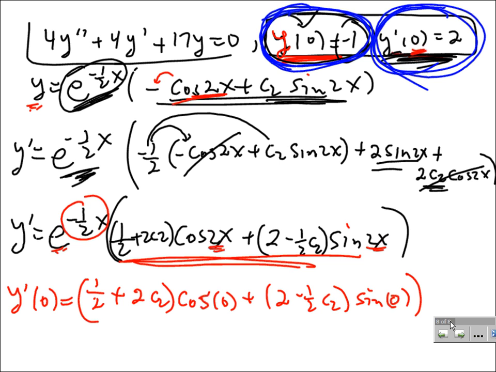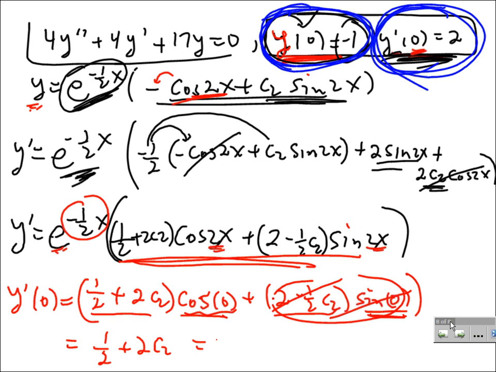Now, the sine of 0 is 0, so this times 0 is 0. It's not there. Cosine of 0 is 1. This times 1 is just this, plus 0. But it's supposed to equal 2. Now you should know that a half plus 3/2 equals 2. So 2c2 is 3/2.